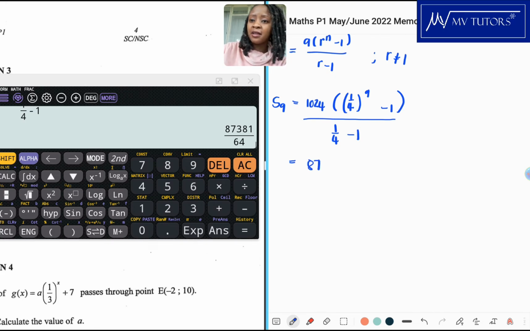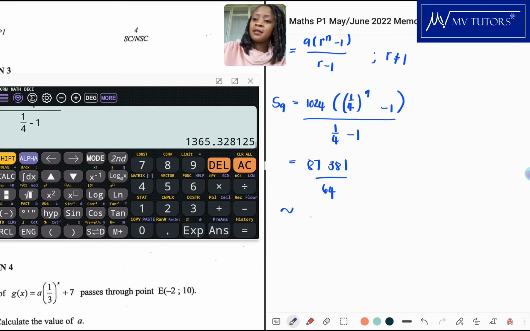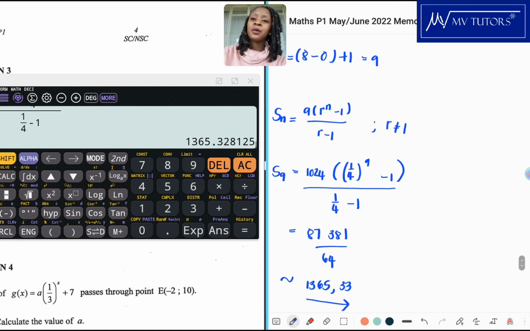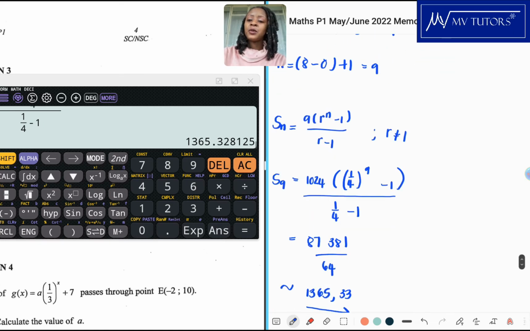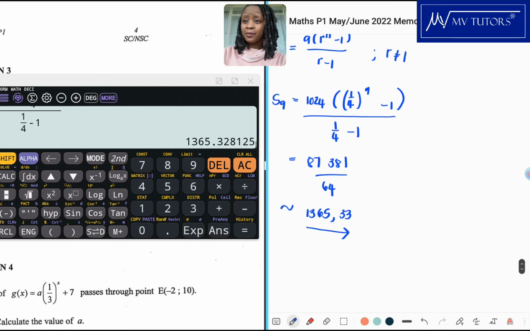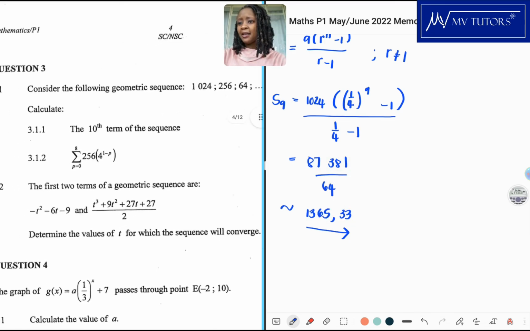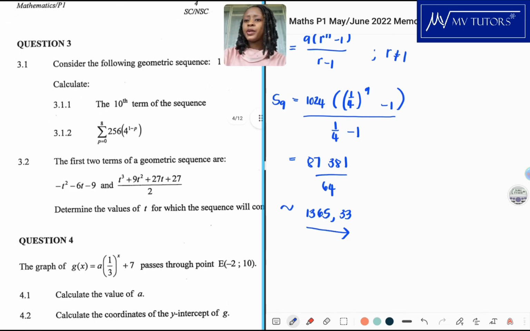So it's 87,381 over 64. We can then round off to 2 decimal places, and that is 1365.33. Remember, we are adding the values, so we are expecting a big number, somewhat. If we were determining the 9th term, that would be different, because your answer should be small since our trend is reducing. But we're getting the sum of the 9 terms. Okay, so that is 3.1.2.